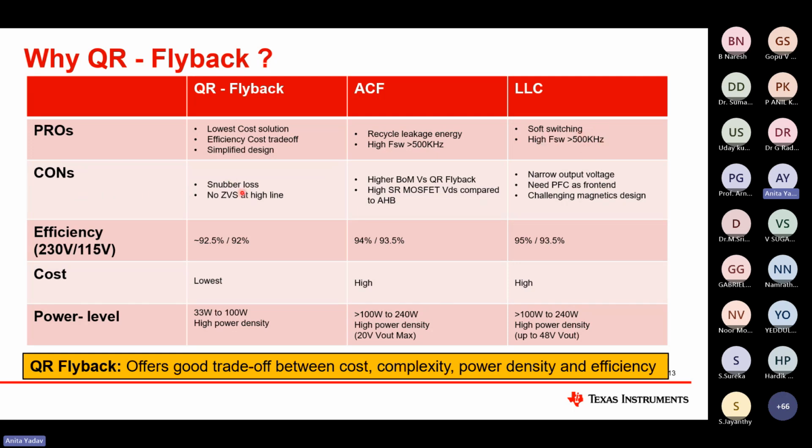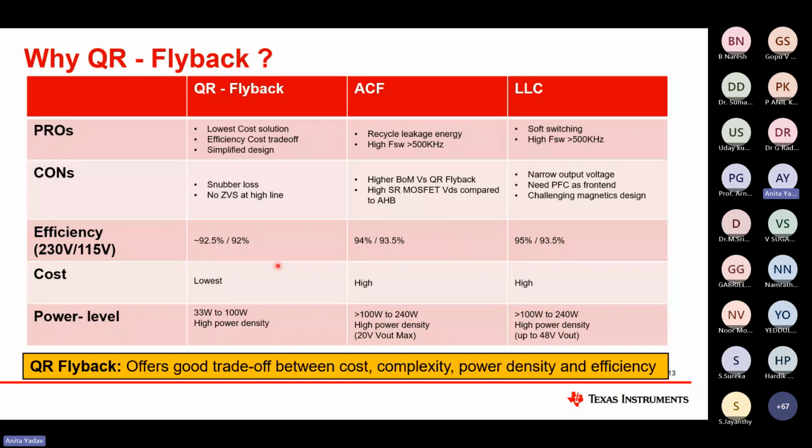Talking about the disadvantages, snubber loss is dominant in QR flyback, and by default it gives ZVS at low line, but there is no ZVS at high line, which gives you higher switching loss actually. Coming to ACF, it has a higher BOM versus QR flyback, there is always a struggle on that side. Then higher SR MOSFET VDS compared to the AHB as well as QR flyback, and the LLC has a narrow output voltage, needs PFC as a front end, and has challenging magnetics design.